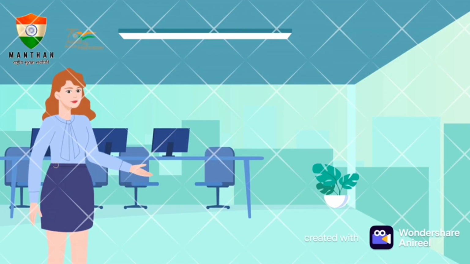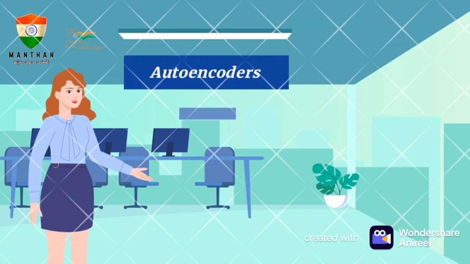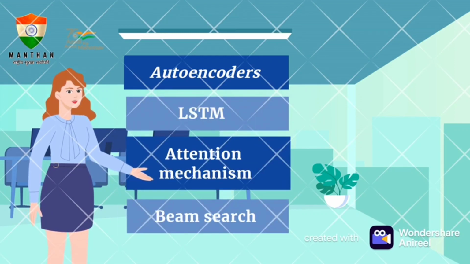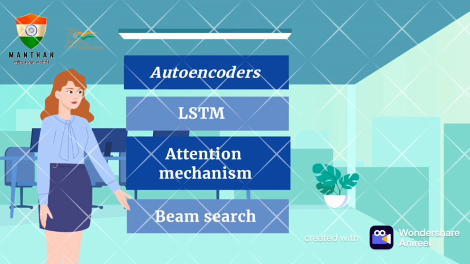The models that we have used are autoencoders, LSTM, attention mechanism and beam search. Autoencoders generally consist of both encoders and decoders. Here, bidirectional LSTM with dual attention mechanism is used for encoding and unidirectional LSTM with beam search is used for decoding.